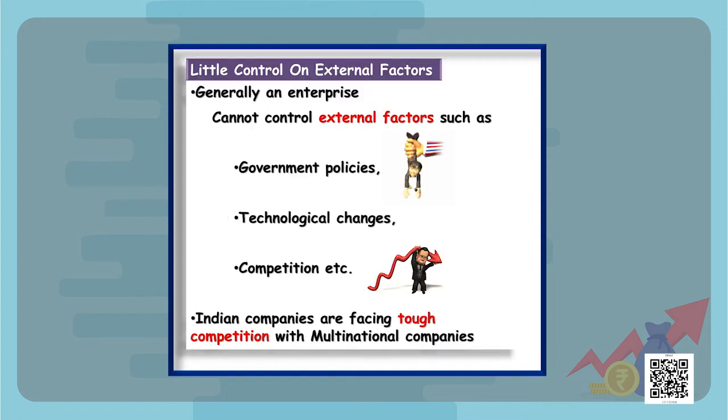Then we have little control on external factors. Some factors like government policies, technological changes or increase in competition can also impact the organization. So, the organization cannot control these external factors. Then let us move ahead and discuss the relationship between planning and controlling.